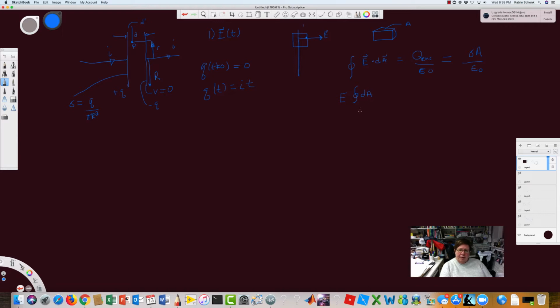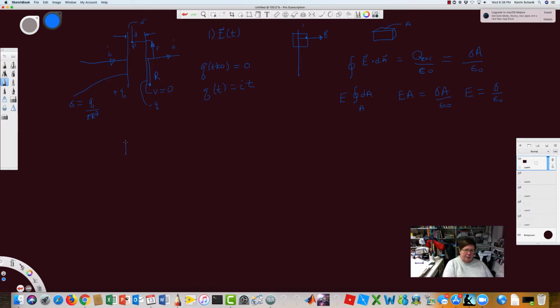And of course the integral dA is just A. So we end up with this equation that says EA is equal to sigma A over epsilon naught. All right, so again, easy to write down. We get E is equal to sigma over epsilon naught. Okay, now I can substitute all the Q and everything over in there.